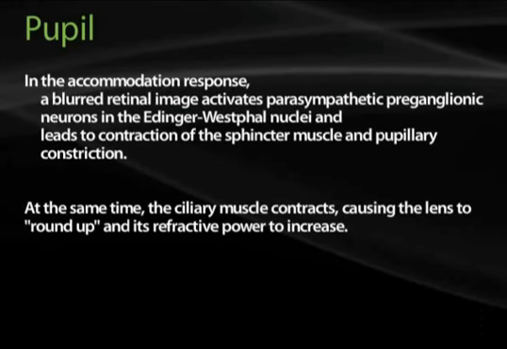In the accommodation response, a blurred retinal image activates parasympathetic preganglionic neurons in the Edinger-Westphal nuclei and leads to contraction of the sphincter muscle and pupillary constriction. At the same time, the ciliary muscle contracts, causing the lens to round up and its refractive power to increase.